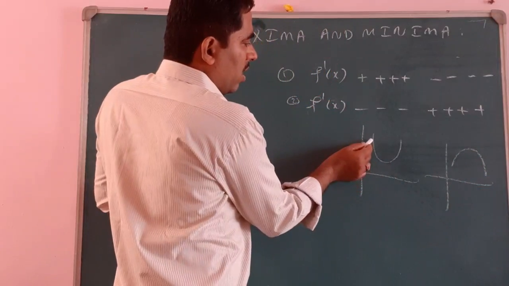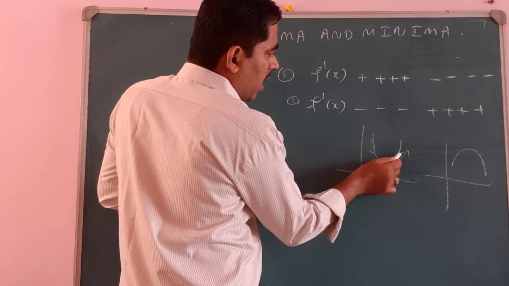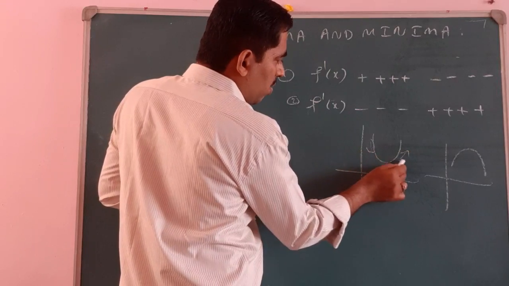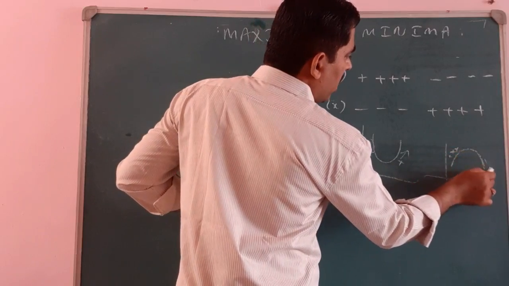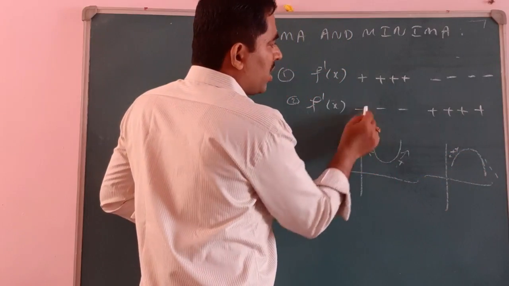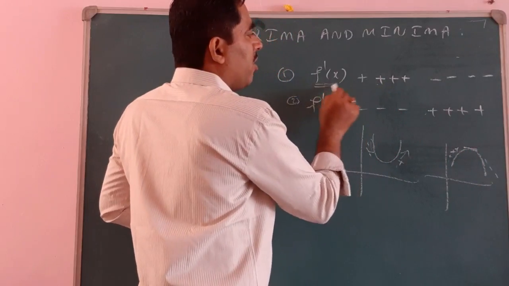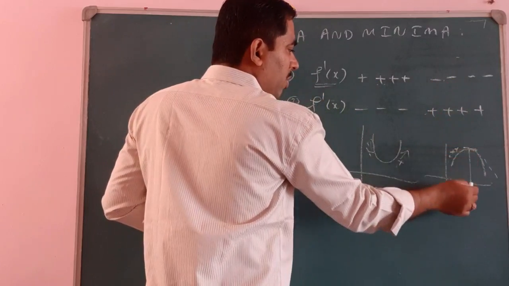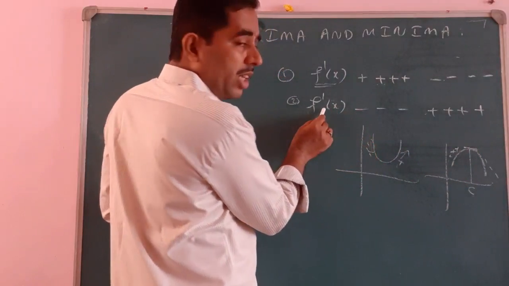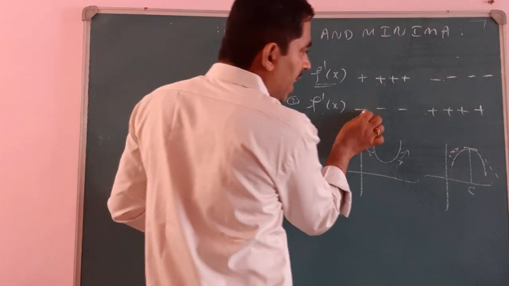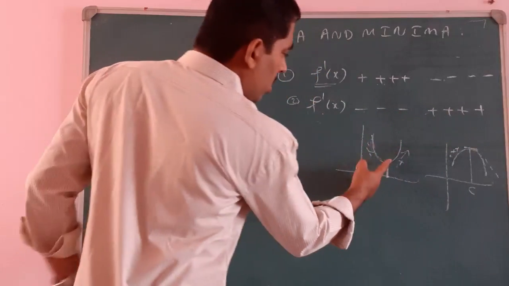Here, the slope of the tangent is decreasing; the slope of the tangent is greater than 0. Negative to positive, and here positive to negative, positive to negative, this point. So if the sign of the derivative changes from positive to negative, that point is called a point of local maxima. If the sign of the derivative changes from negative to positive, that point is called a point of local minima.